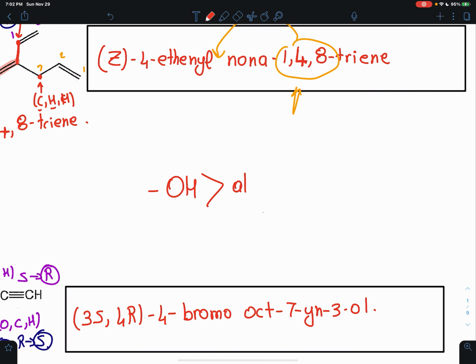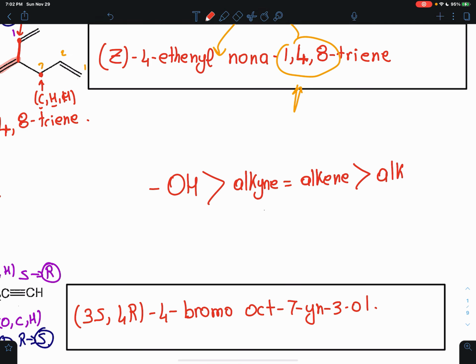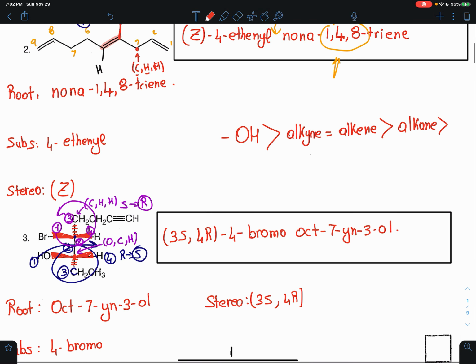Alkynes are equal to alkenes, which are better than alkanes, which means they are better than halides. So I'm just going to put that as an X. Again, let me emphasize that on alkynes and alkenes, priority.